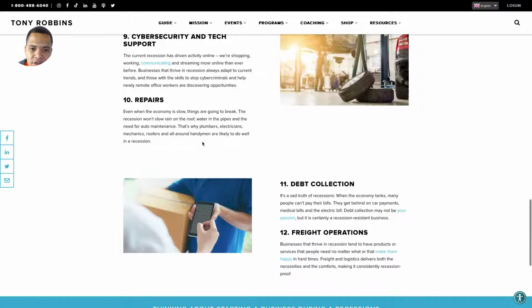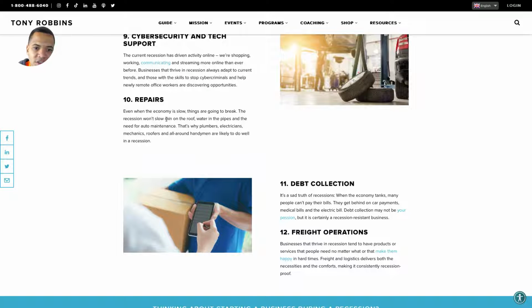Now repairs. Now I think you're in a recession. How are you going to get things fixed? I don't know. Pandemic, I can understand because you still got a job. You just got to be home. But repairs? You're in a recession? I don't know. So what do they have to say? When the economy is slow, things are going to break. It doesn't stop things from breaking. All right, that kind of makes sense now.